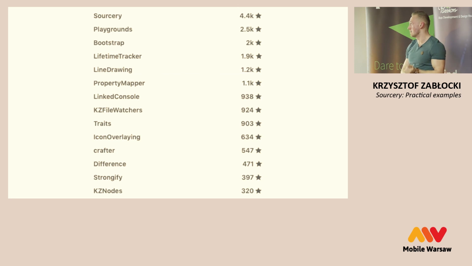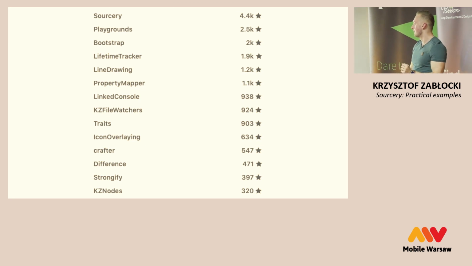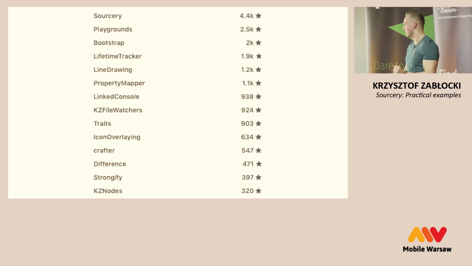Sourcery is by far the most popular tool I wrote. It's used by over 30,000 apps. I don't know exact numbers because the tracking broke on CocoaPods and everything. But yeah, the lifetime tracker, it's ridiculous how simple it is. The logic behind it is literally 20 lines of code or so. So yeah, that's pretty much it. Pain-driven development, that's the key.